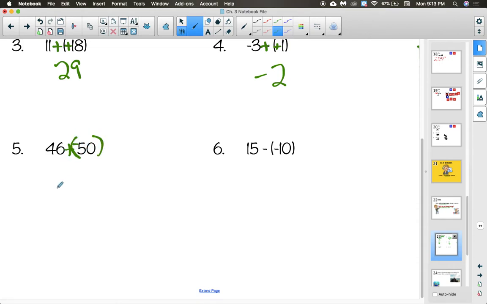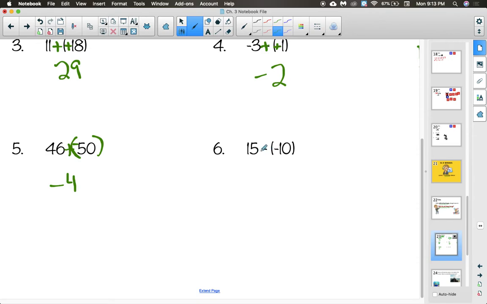I've got more negatives than positives, so I've got a negative answer there. I've got negatives and positives, so I have to make 0 pairs and subtract. 50 minus 46 is 4. So my final answer is negative 4. And number 6, last but not least here, before we go into a word problem, 15 minus negative 10.